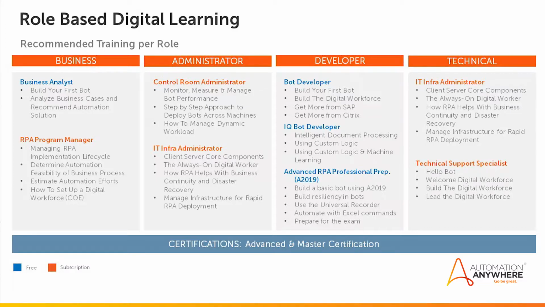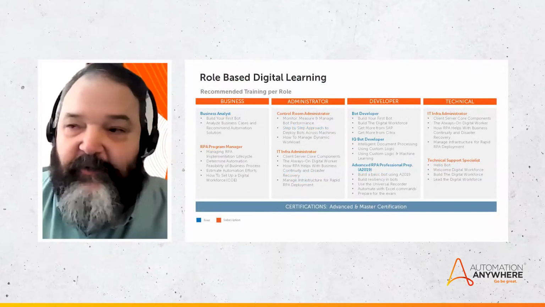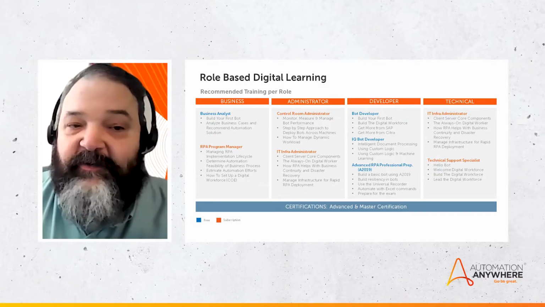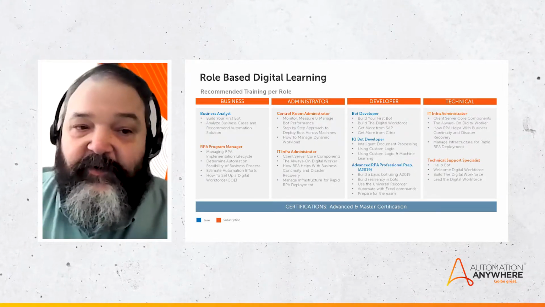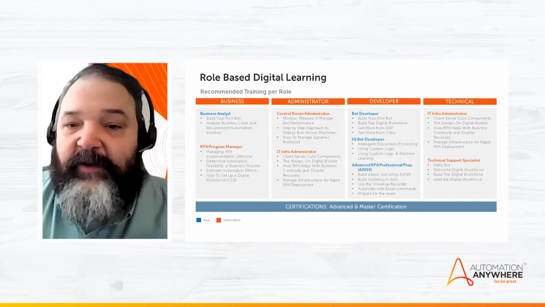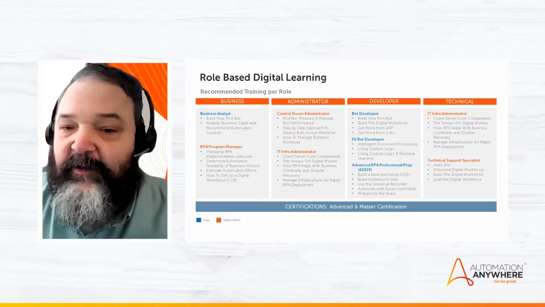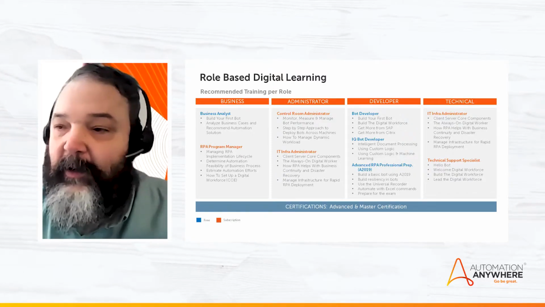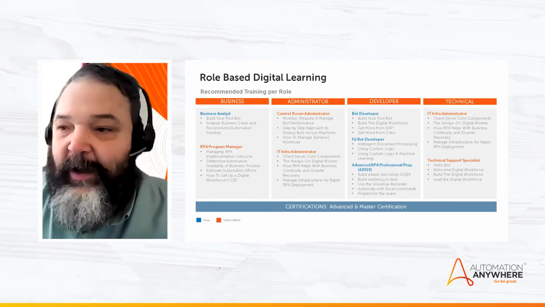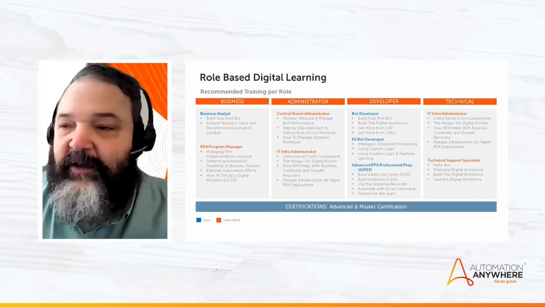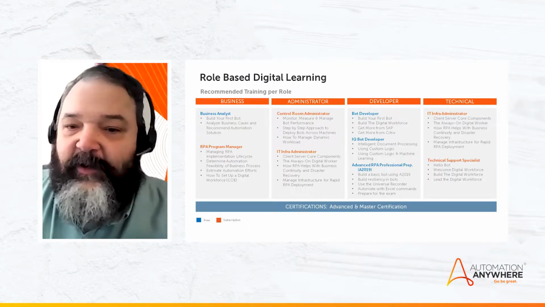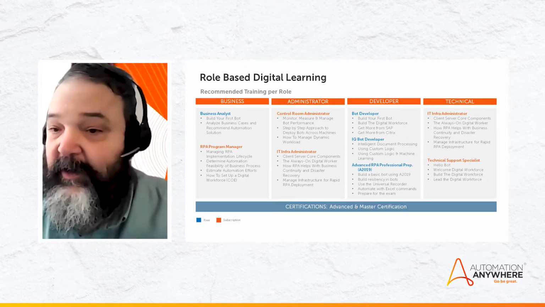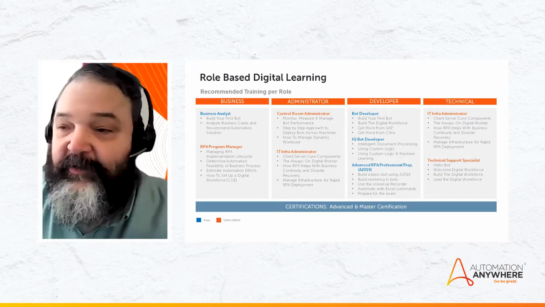So when you take the business analyst learning trail, you'll be building your first bot, so you'll understand how the tool works. And then you'll analyze business cases and recommend an automation solution. So those are the next steps. The bot developer learning trail gives you a little bit more details, and the advanced RPA professional prep gives you the minimum learning trails you probably need to pass the test. The more you take, the more practice you get. And again, each one of these learning trails includes numerous courses that you want to make sure you take notes with and engage with and take the courses seriously.